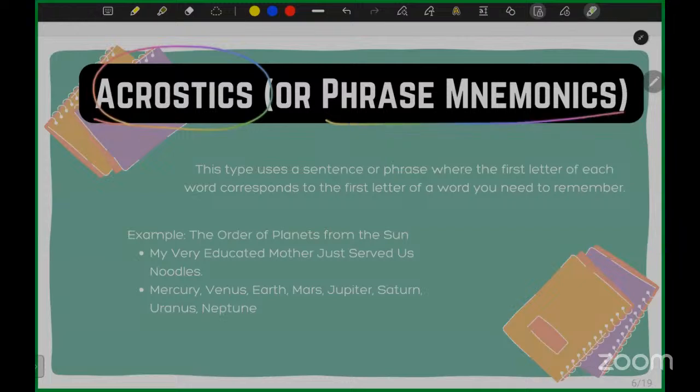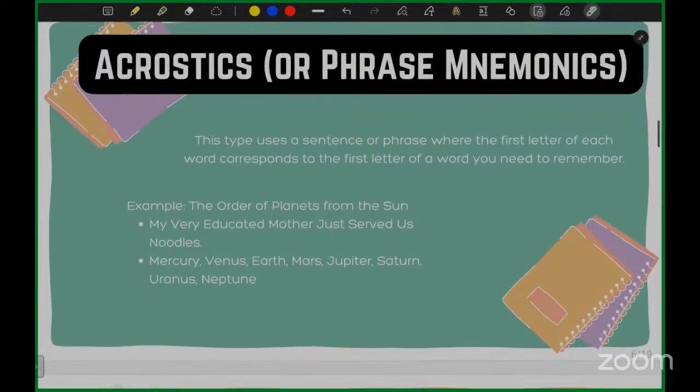The next type of mnemonic is called acrostics or phrase mnemonics. What is this mnemonic? When I used to study in my school days, when remembering the solar system, the first planet is Mercury, then Venus, then Earth, and so on. That is kind of difficult for a first standard or second standard student. So what the teacher does is give us a sentence. Through that sentence, we can take the first letter and understand much better. Listen very carefully. I have given an example down below. My very educated mother just served us noodles.